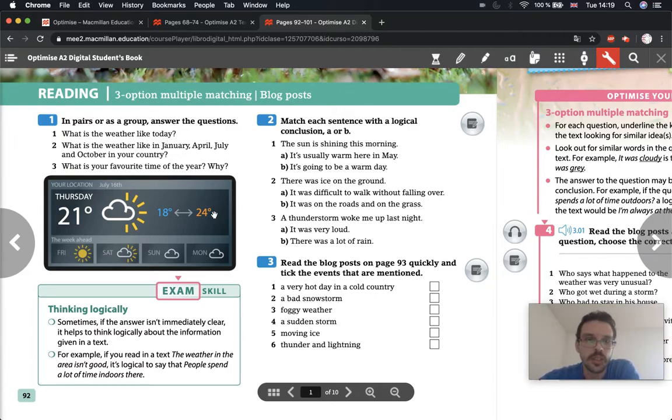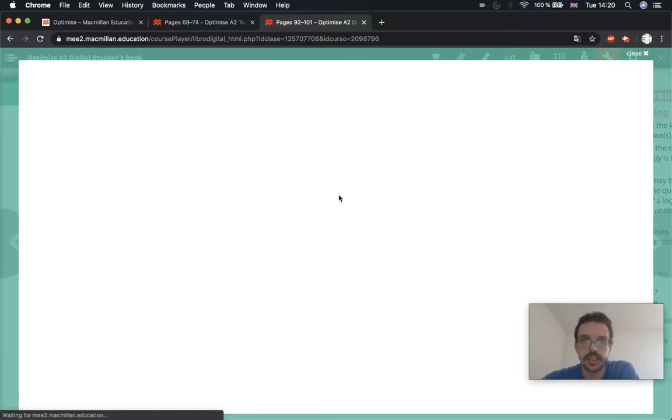After that, let's have some more practice. Now in exercise 2, we've got a sentence, and we have to find a logical sentence that follows on, like a logical conclusion. Let's have a look at exercise 2.